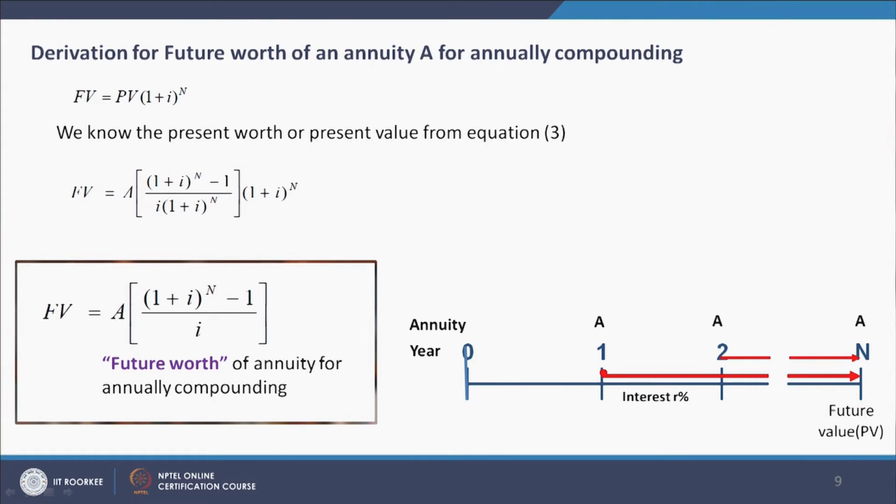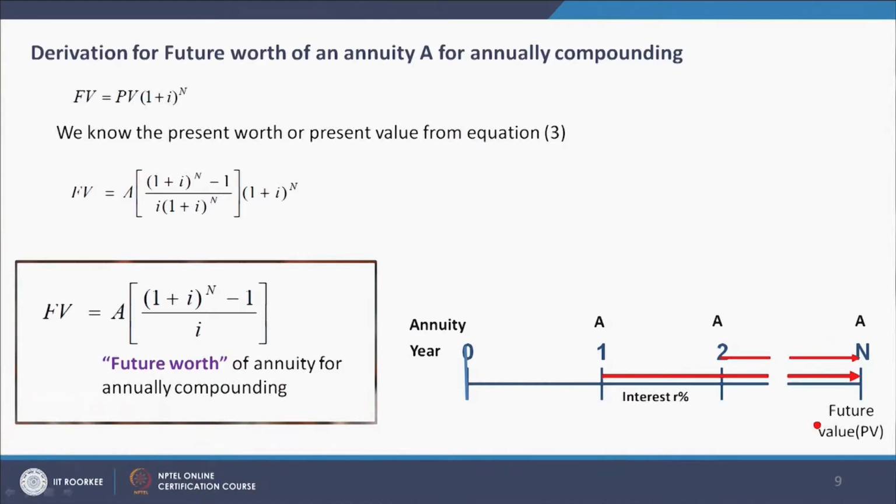Now, here the investments are like this. In the first year I have A at the end of the first year, at the end of the second year I have again A, and at the end of the nth year I have again A. So, you will remember this one. For this type of investment this is valid. I am not investing at t equal to 0 here. So, this equation has been derived for such type of investment. This is the future worth of annuity A for annual compounding.